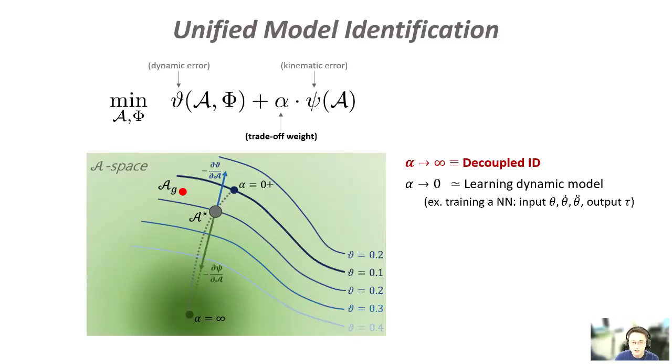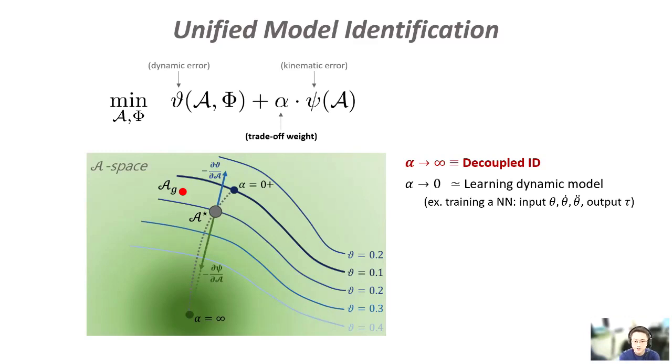While the blue line represents the level curves of the dynamic error, the green gradation represents the kinematic error. The greener indicates the smaller kinematic error. The weight alpha smoothly adjusts the equilibrium point between those two error gradients.